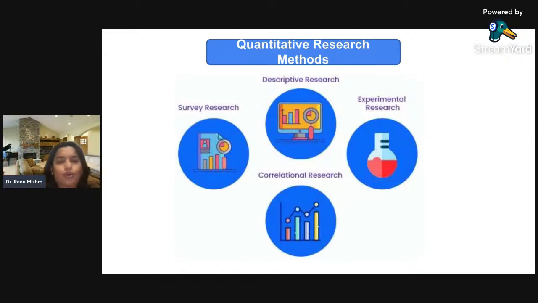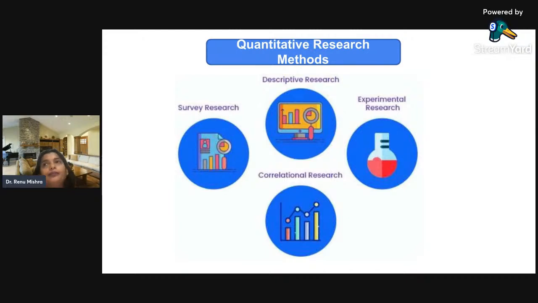Experimental research, we all know, is when you are conducting an experiment. For instance, the kind of research we do in our lab. You have a control group and an experimental group, and you compare the results from both. Correlation research is when you are trying to understand the relationship between two variables. Lastly, survey research, we'll do it all in detail. Survey research is when you are collecting information from a group of individuals through surveys and questionnaires.